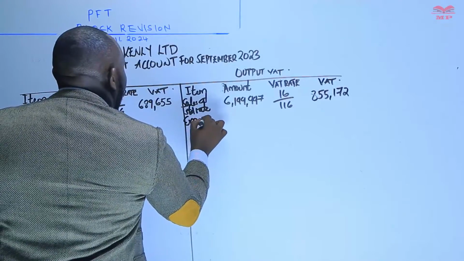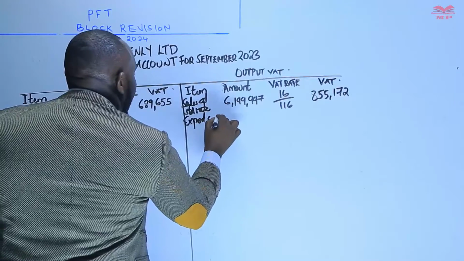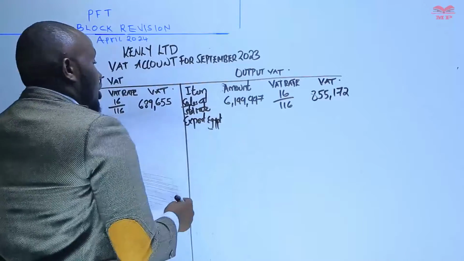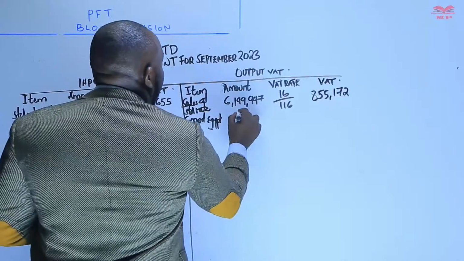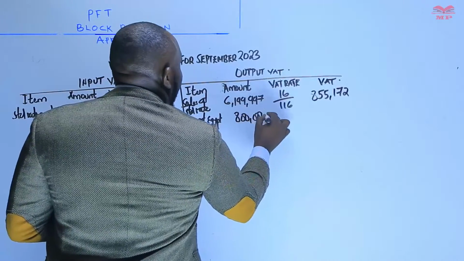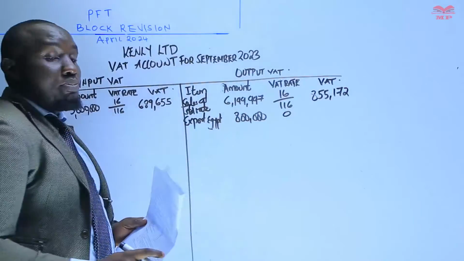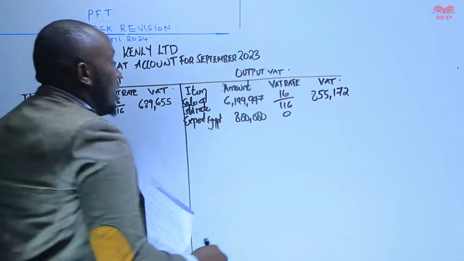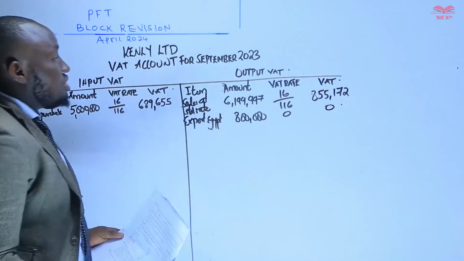So we have export to Egypt. The figure is 800. Exports are zero rated. Don't put a dash on that particular one, but zero rated, that should be 0.